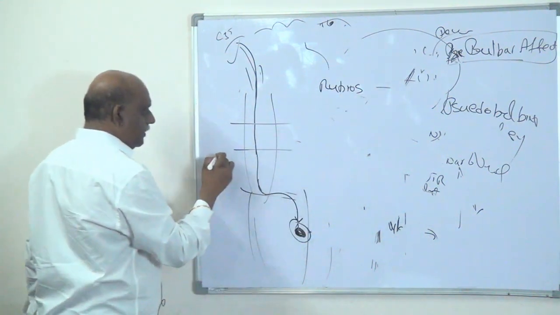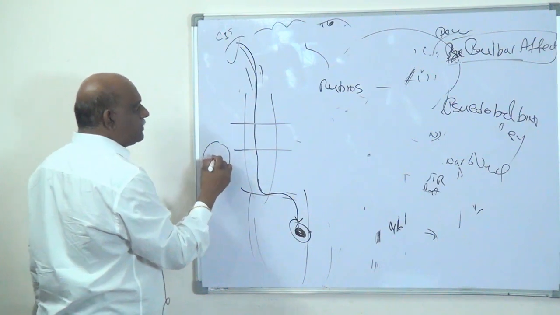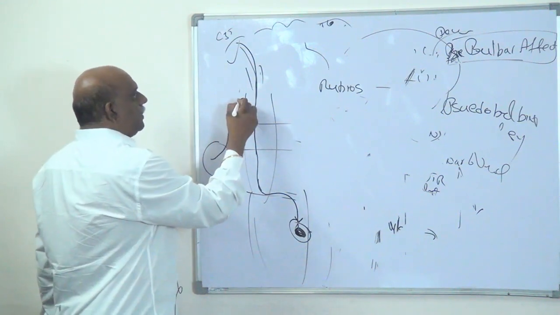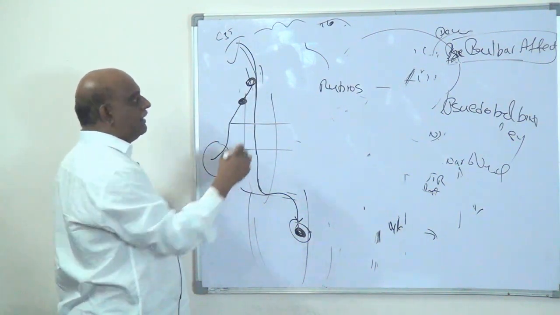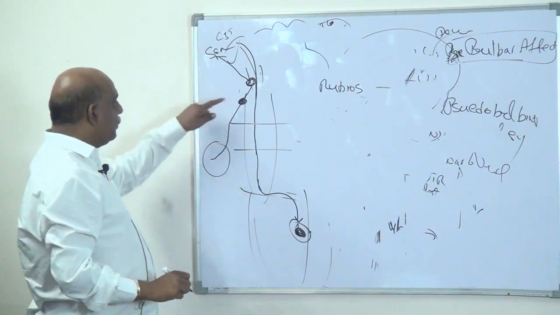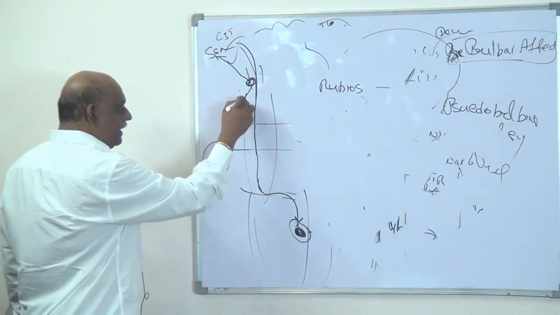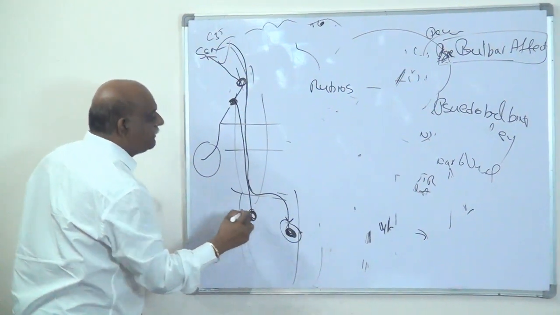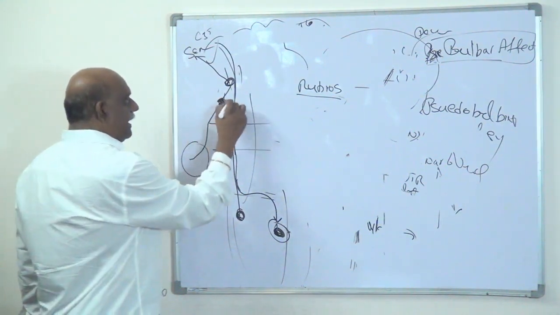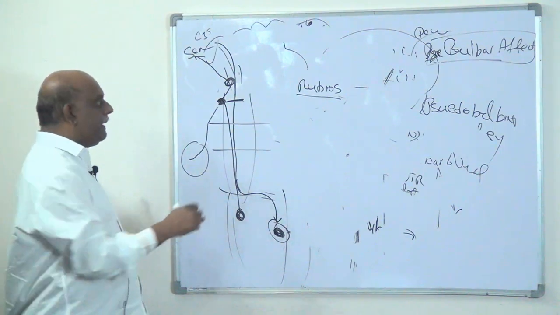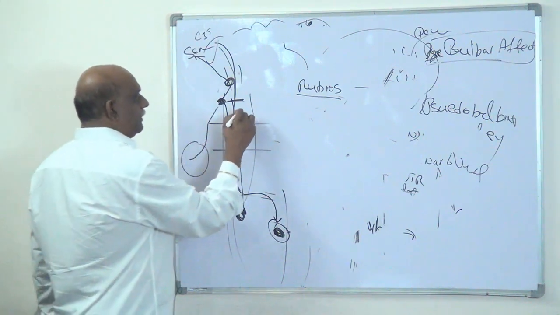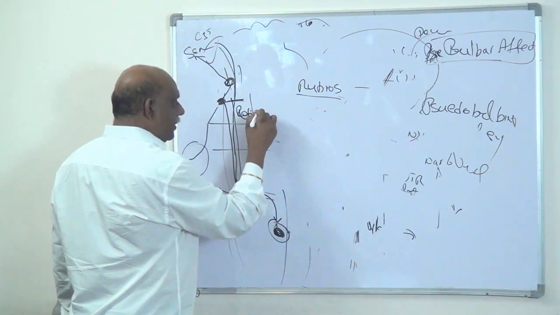Rubrospinal tract. Cerebellum hai na? Cerebellum will send fibers via the superior cerebellar peduncle to the red nucleus. Red nucleus will in turn tell the thalamus. Thalamus in turn will go and tell the sensory cortex. So this red nucleus also sends fibers and controls the anterior horn cell. That's called rubrospinal. The midbrain's tectum, tectospinal fibers will come and control. Reticulospinal, you are having reticulospinal.